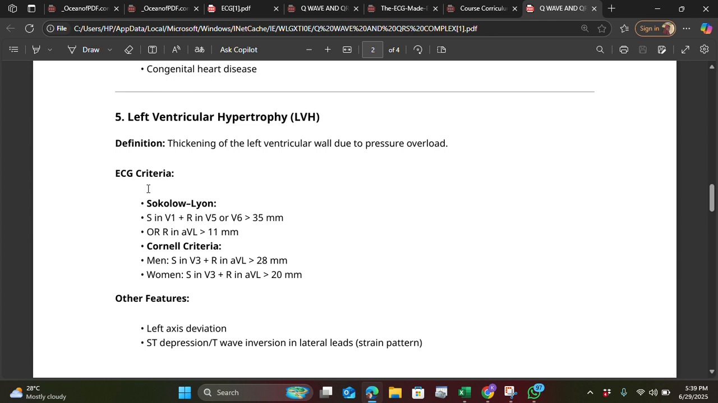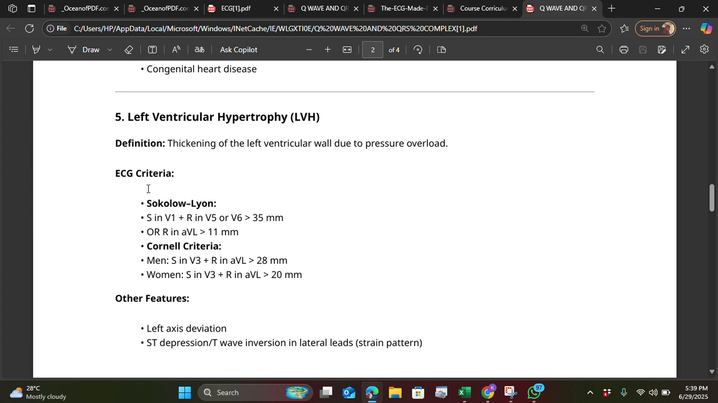Trust me, in real life, this is what you are going to be doing. You are actually going to be calculating. Now, there are two methods or criteria of looking for left ventricular hypertrophy, and you can check any one. The reason for this is that if you see tall QRS, and you calculate with one criteria and it did not work, calculate with the rest.